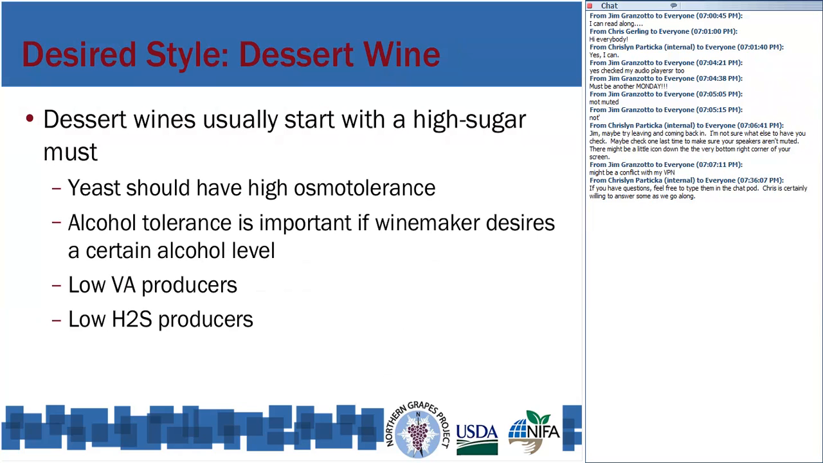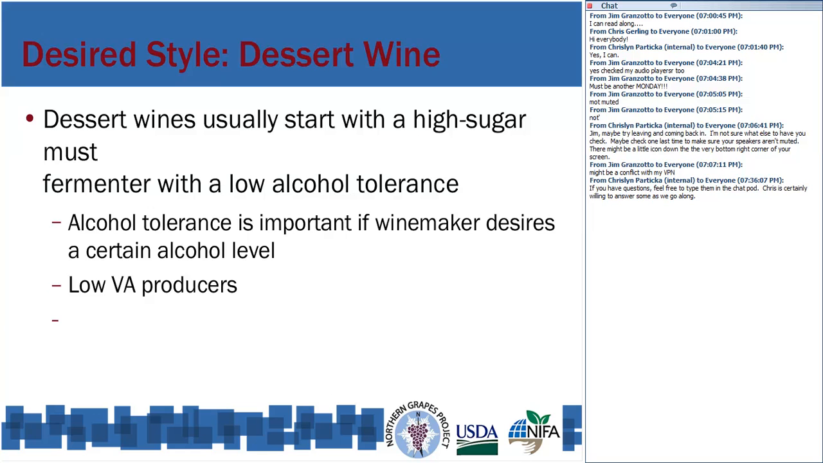I mentioned earlier that these high sugar musts are always going to have a little bit more VA production by yeast. You want to make sure that the yeast are low VA producers. Again, most yeast that are selected for late harvest wines are low VA producers. And because your fermentation is carried out a little bit longer, you want to make sure that it's not going to produce a lot of hydrogen sulfide.